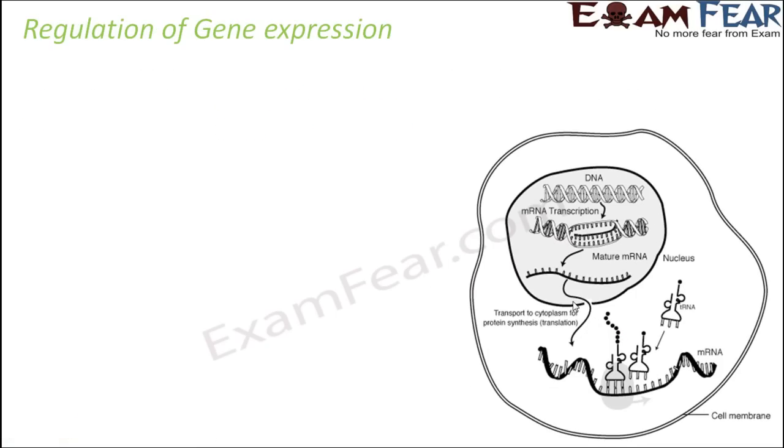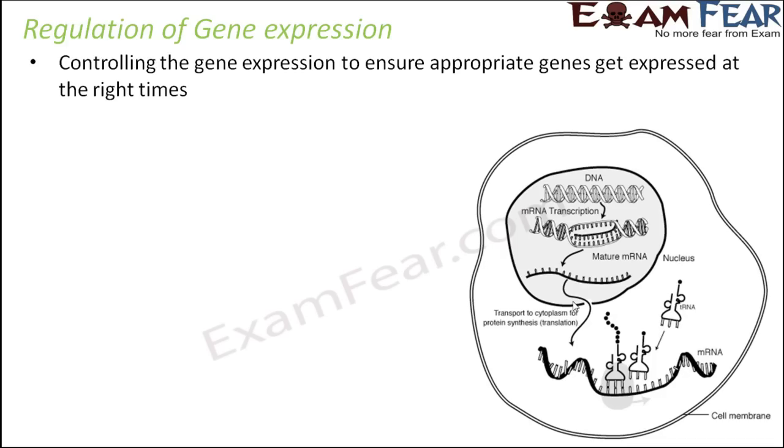So what do we mean when we say regulation of gene expression? This is nothing but controlling the gene expression to ensure that appropriate genes get expressed at the right times. There can be scenarios when we do not want the genes to get expressed. It is not necessary that we always want all the genes to get expressed. Sometimes we might not want a few genes to get expressed. So that control on gene expression is so that the right genes are expressed at the right times.